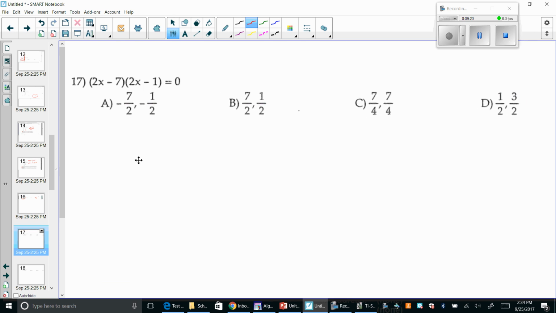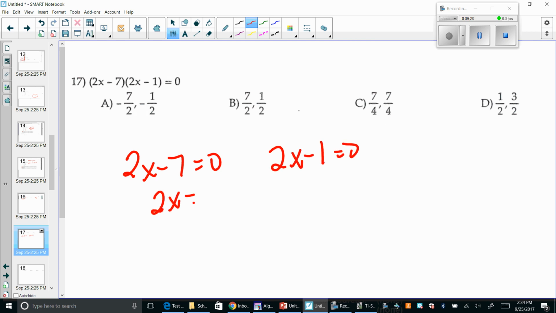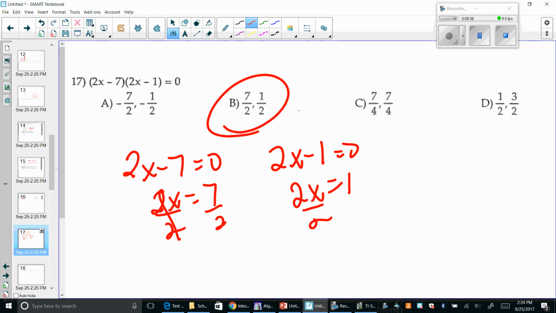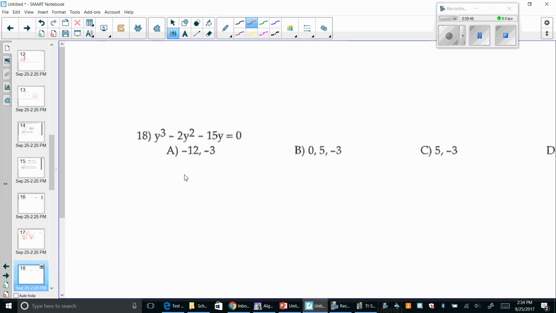On this one, I can do it on the calculator if I want to, or I can do it by hand: set both of these factors equal to 0 and solve. So here I would add 7 and divide by 2, so 7/2 should be a 0. So this is going to be my answer. And here I can add 1 and divide by 2, and I get my other one has to be 1/2. So 7/2 and 1/2. You can also type it in your calculator just like I did the last one and find the zeros using your second trace 2.